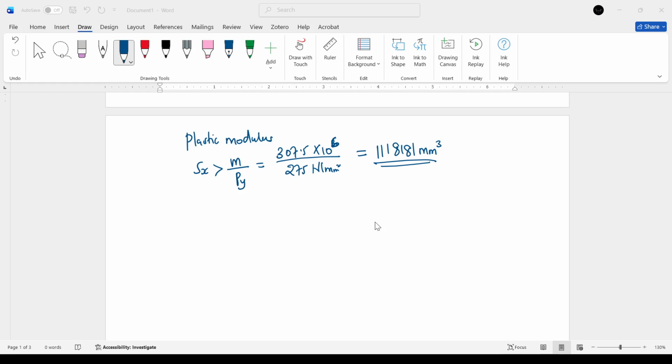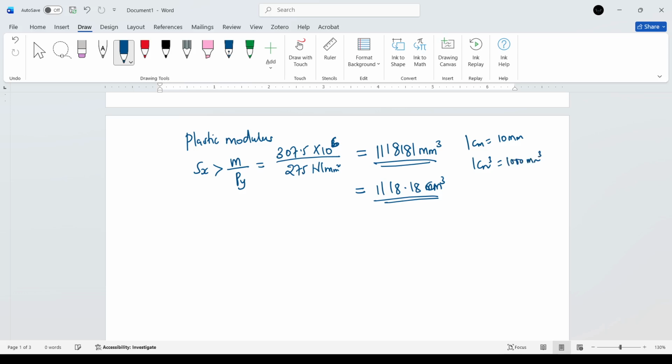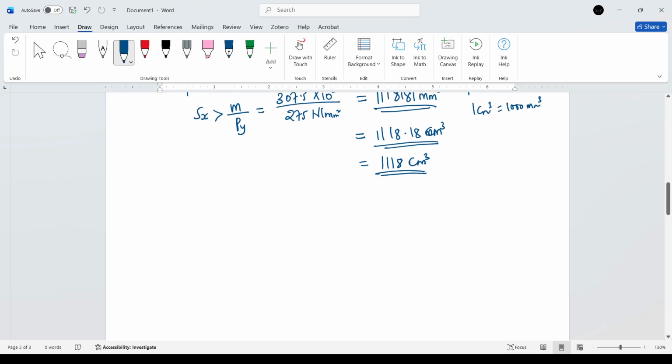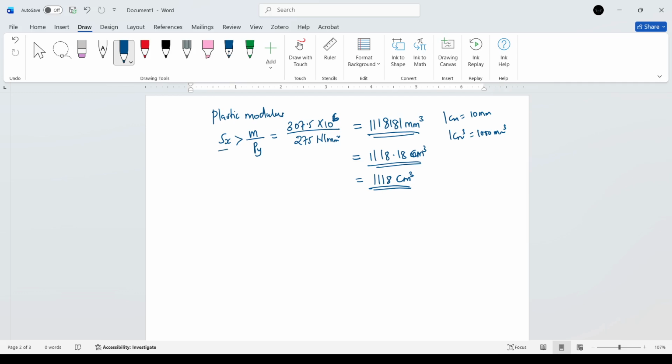What will that be? You will have it equals to 1118.18 centimeters cubed, because 1 centimeter is equal to 10 millimeters. So 1 centimeter cubed is equal to 1000 millimeters cubed. So we divide by 1000, and we don't have this small, so we are going to go with 1118 centimeters cubed. So we go and select a section that has SX just above.